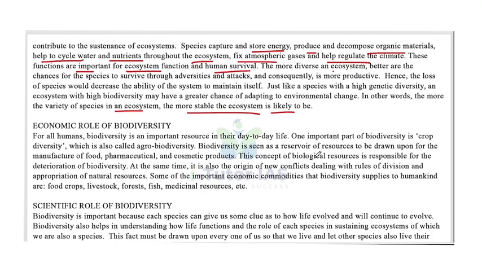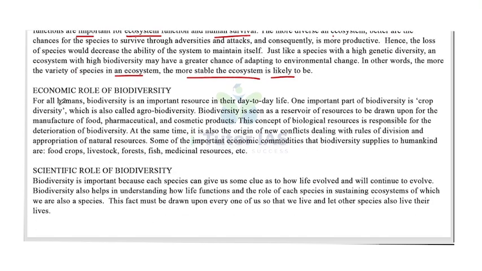Now, the economic role of biodiversity. For all humans, biodiversity is an important resource in their day-to-day life. One important part of biodiversity is crop diversity, which is also called agrobiodiversity. Biodiversity is seen as a reservoir of resources to be drawn upon for the manufacture of food, pharmaceutical, and cosmetic products. This concept of biological resources is responsible for the deterioration of biodiversity.